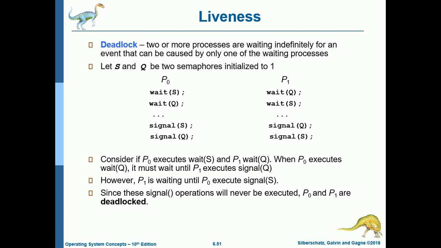Two or more processes are waiting indefinitely for an event that can be caused by only one of the waiting processes. So let S and Q be two semaphores initialized to 1.